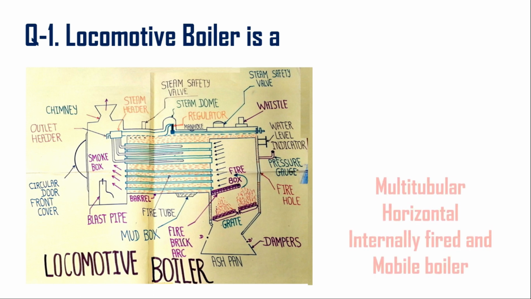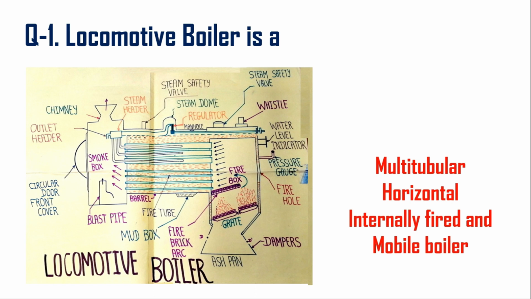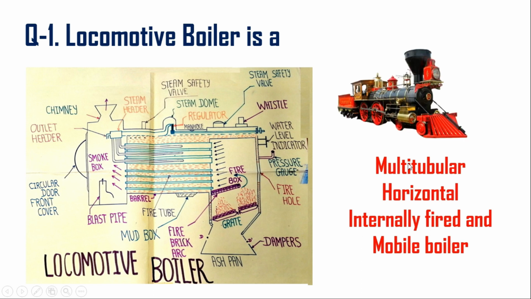Locomotive boiler is a multi-tubular, internally fired and mobile boiler. Here you can see that in a locomotive boiler there are a number of tubes, so it is called a multi-tubular boiler. The shell of the locomotive boiler is horizontal, so it is called a horizontal boiler. And here the flue gases pass through the bundle of tubes, so it is called an internally fired boiler. Surrounding the tubes there is water, and it is movable, so it is called a mobile boiler.